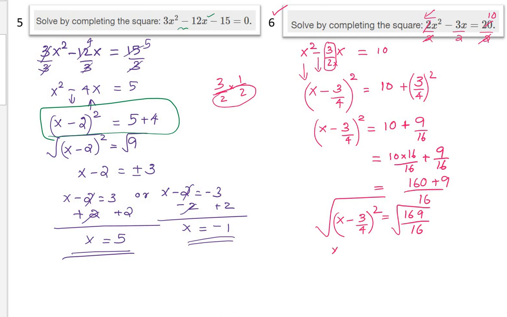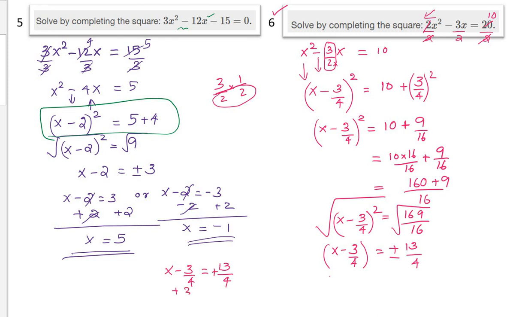So x − 3/4 equals the square root of 169/16, which should always be plus or minus. The square root of 169 is 13, and the square root of 16 is 4. So we can write it as ±13/4. Now we have to find the value of x. First case: x − 3/4 = 13/4.